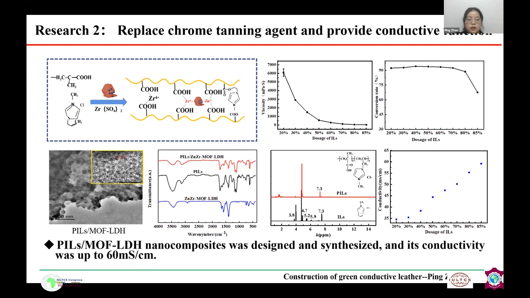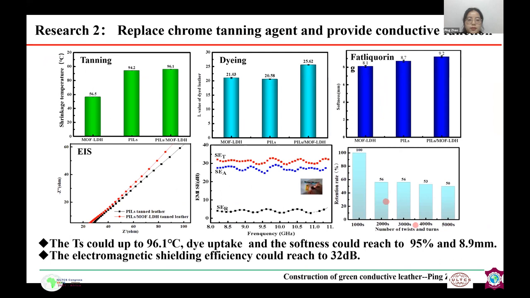After applying this composite PALS MOF LDH into the chrome-free tanning process, we found that the tanning, dyeing, and fat liquoring properties all greatly improved, and the shrinkage temperature of the leather could be up to 96.1. After introducing the polyanion into the leather, we found that the electromagnetic shielding efficiency could reach 232.